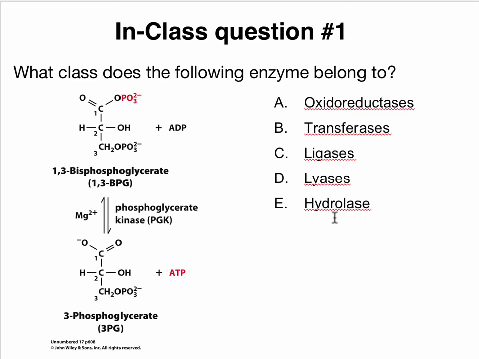So this would be a clicker question in class. What class does this enzyme belong to? And so now we're looking again in red. We have a phosphate group here on 1,3-bisphosphoglycerate. This reaction is converting 1,3-BPG to 3-PG, 3-phosphoglycerate. This is found in glycolysis, catalyzed by the enzyme phosphoglycerate kinase, a very important enzyme that we'll talk about. Now when we look at red, something's happening to this phosphate group. It's actually being transferred from the substrate 1,3-BPG to ADP to make ATP, all right? So we're transferring a phosphoryl group.